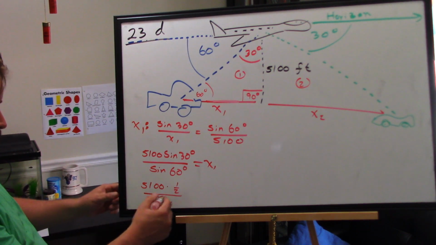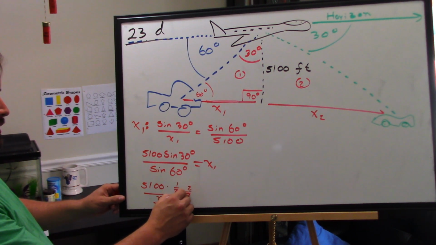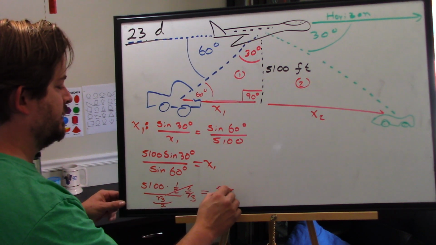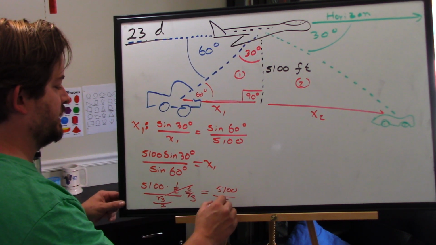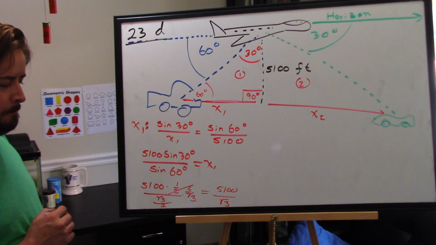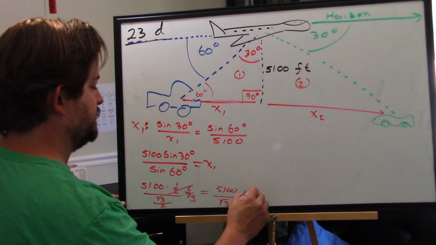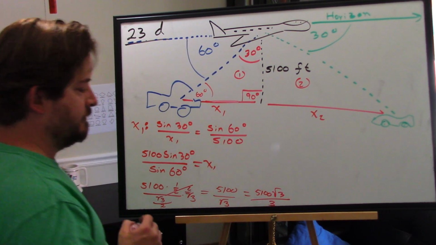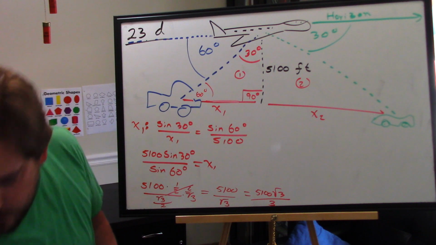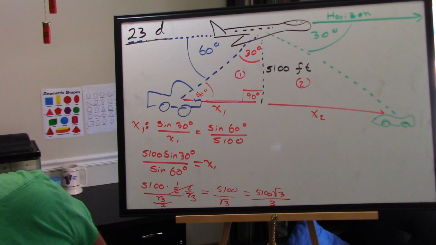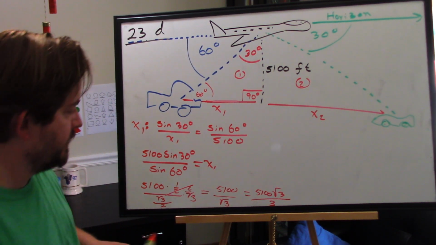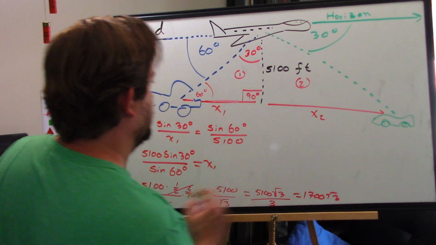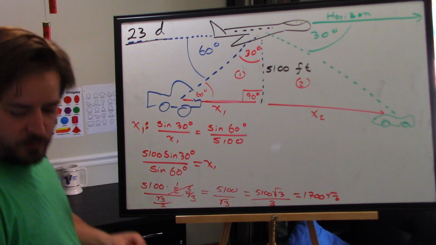This can multiply up, so this becomes 2 over √3. So the 2's cancel out, so I get 5100 over √3. Right? Or I can call this 5100 √3 over 3. And 5100 is divisible by 3. And so I can call that 1700 √3. Okay. So I'll write that here.